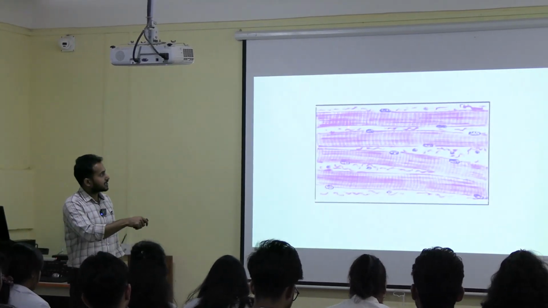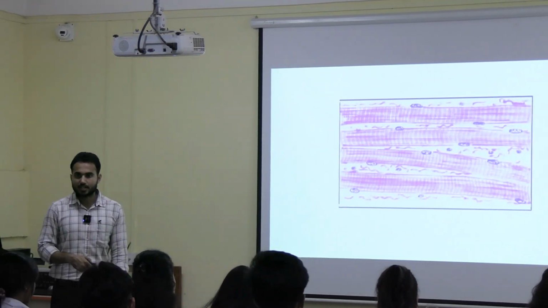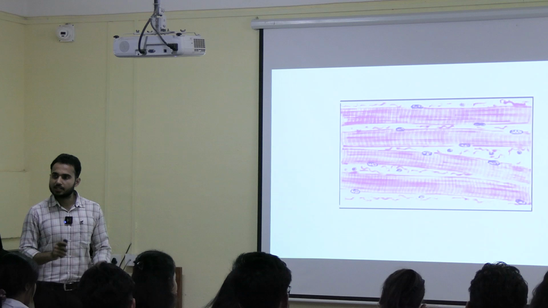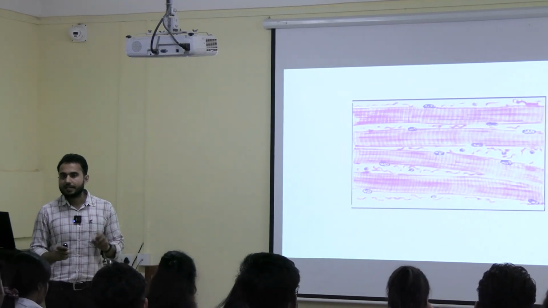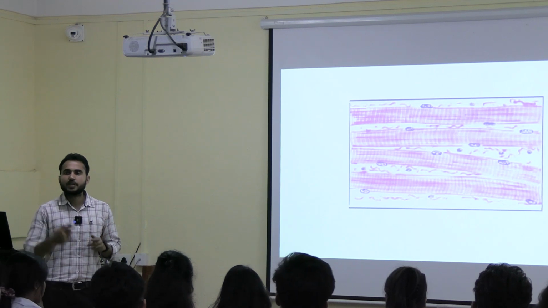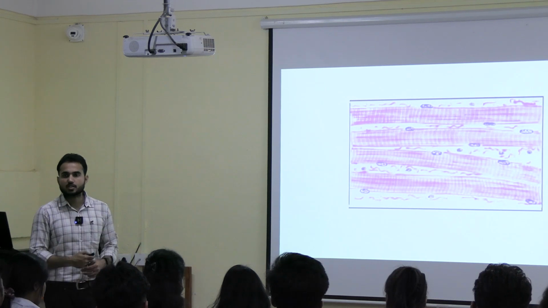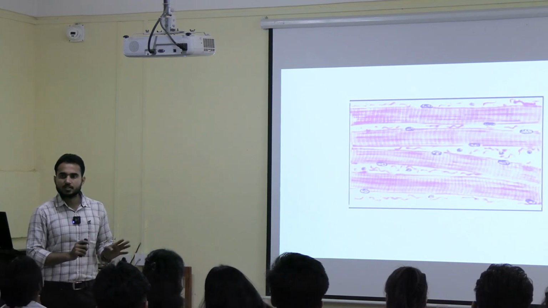Next, you can see the striations. Can you see the striations? Dark and light striations alternately. So these are present, and this can be seen. Next, if you see the nucleus, it is multinucleated, and towards the periphery you can see the nucleus. They are situated towards the periphery. That much you can see.